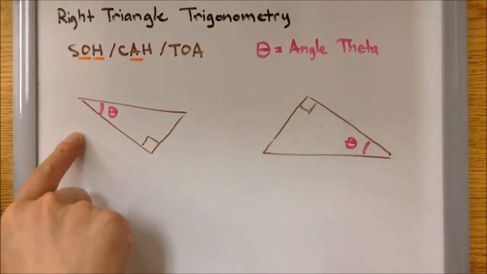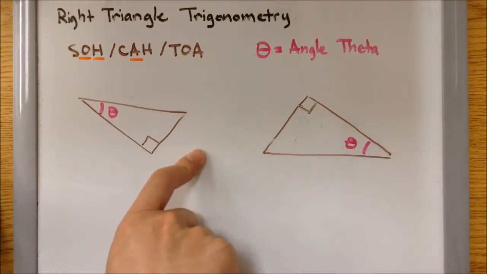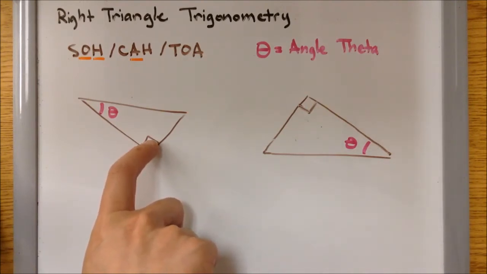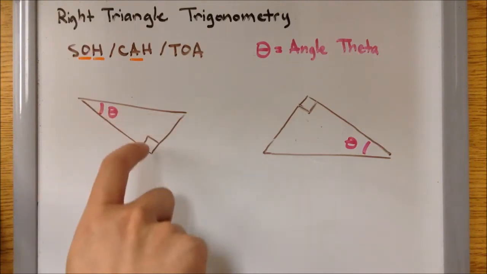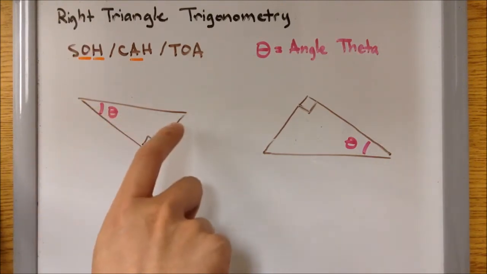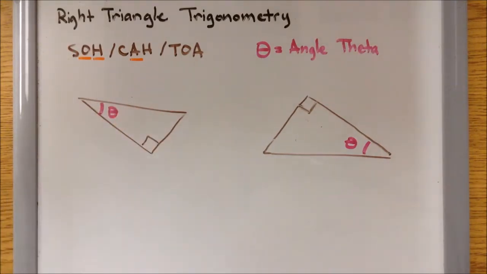in this right triangle, the hypotenuse is always the opposite side of the right angle. So right here is the right angle. So the opposite side is right here. So across from the right angle, or opposite of the right angle, is the hypotenuse. So I'm going to write the hypotenuse right here.